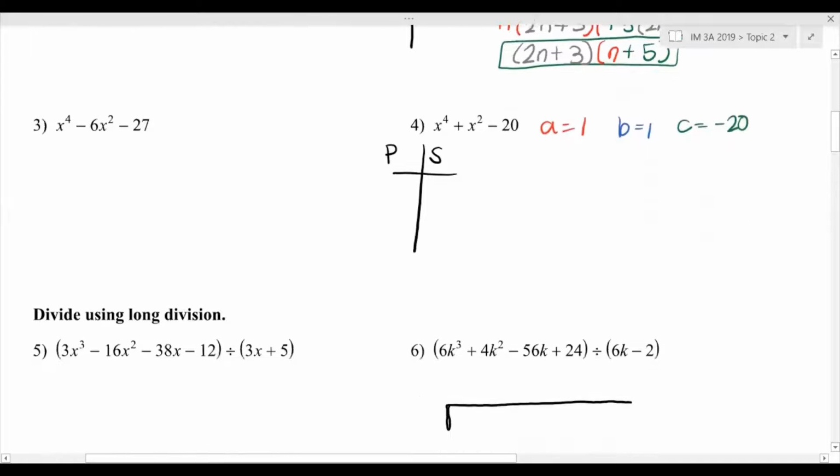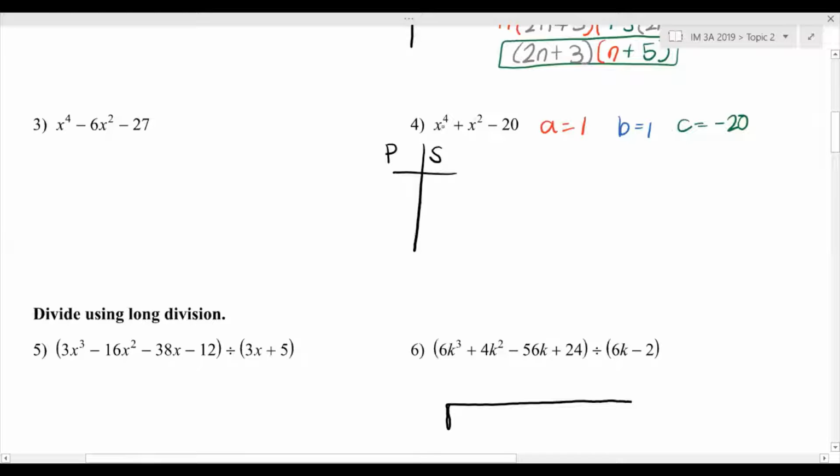For number 4, we have an x to the 4th power. Remember that if I have an even power there, and the following term is half of that, that allows me to use the same product-sum idea to factor this kind of trinomial. Since there's no coefficient on x to the 4th, a is 1. Same thing with x squared, so b is 1. And then finally, we have a constant of negative 20.